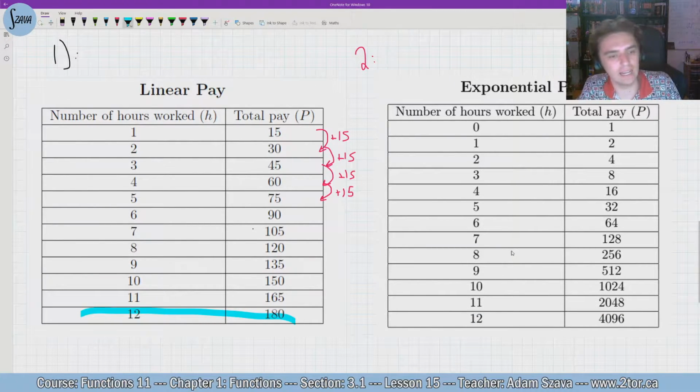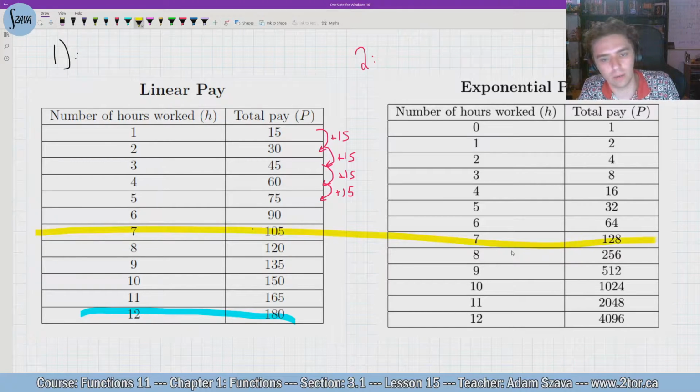Because if you look at it, up until the 7-hour mark, which is right here, the linear pay was winning, right? 90 is bigger than 64, 75 is bigger than 32. The linear pay was making more money than the exponential pay. But then all of a sudden, the exponential pay makes wildly more than the linear pay. For 8 hours of work, well, let's jump to 9. For 9 hours of work, the linear pay makes $135. Exponential pay, $512.